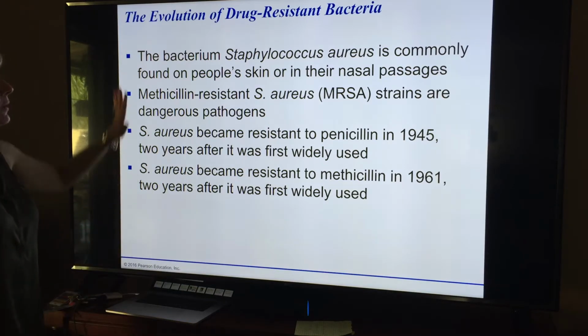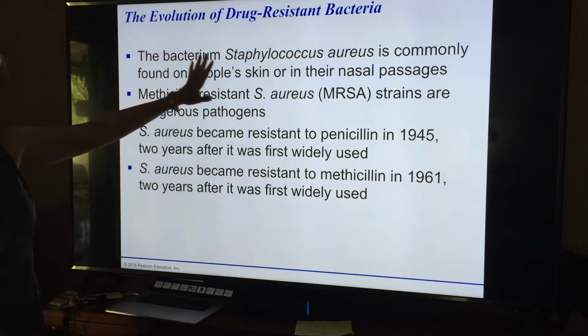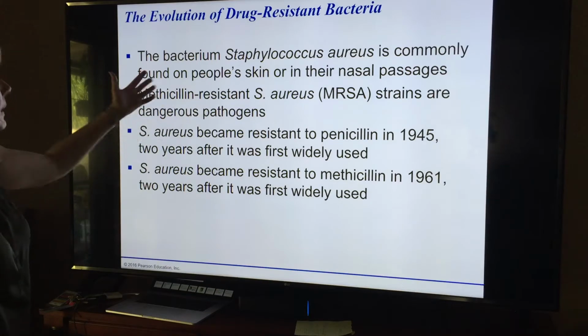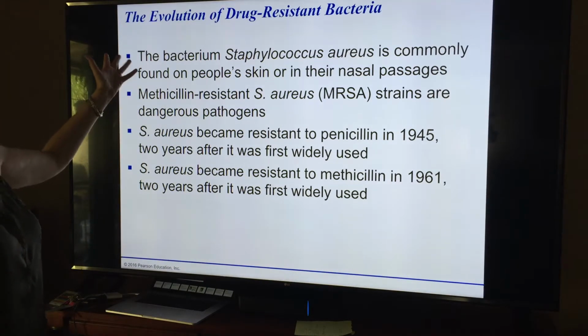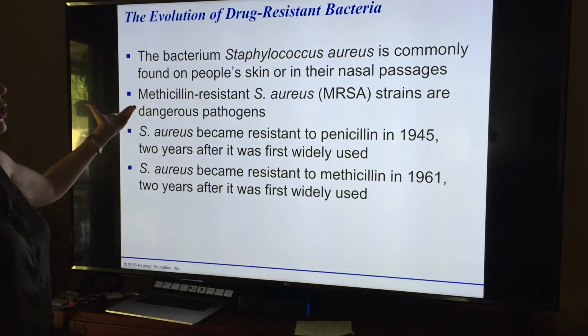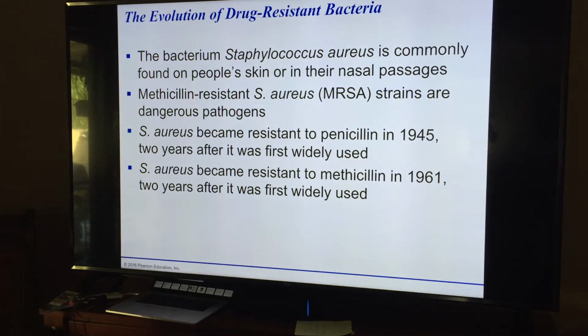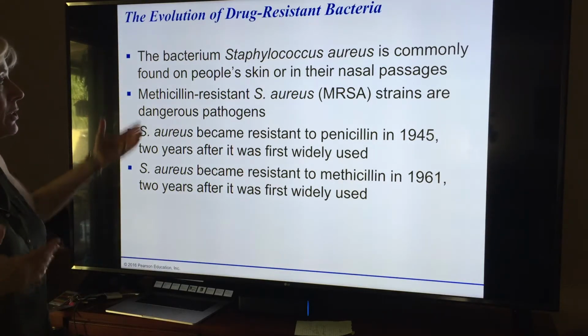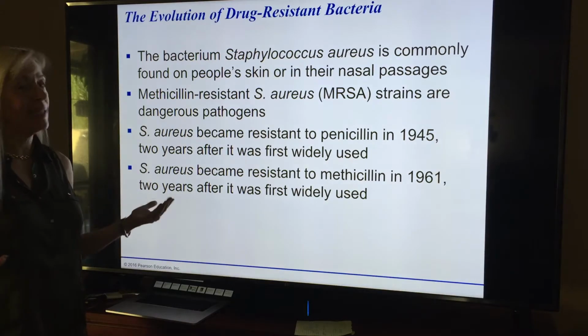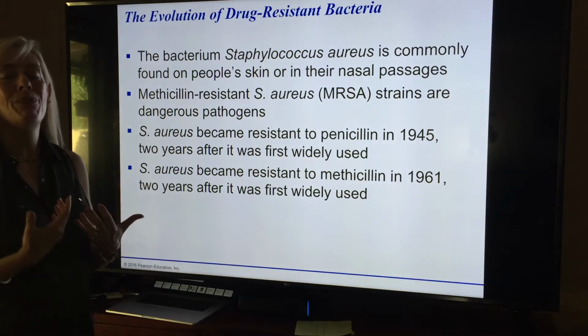So here it talks about the bacteria that we normally have. Staphylococcus aureus, I have no idea how to pronounce it, is commonly found on people's skin and their nasal passage, but then we get a resistant one. They're dangerous, and we've been using penicillin since 1945, and the problem is bacteria, guess what?